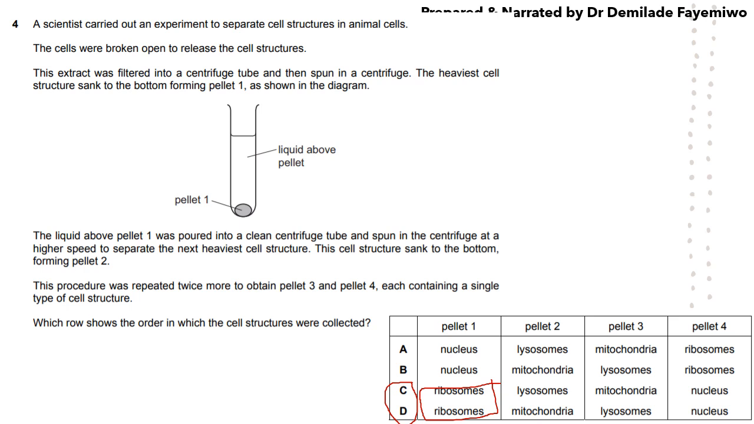So now let's look at A and B. A says the nucleus is pellet number 1, the lysosomes is 2, and the mitochondria is 3. Now lysosomes are not heavier than the mitochondria. The mitochondria, remember, has its own DNA and a whole lot of structures inside of it. It's basically like an independent cell on its own. So that tells us we can't have option A as the answer. We're left with option B, which tells us that the nucleus, the mitochondria, lysosomes, and the ribosomes being the smallest would be the answer.